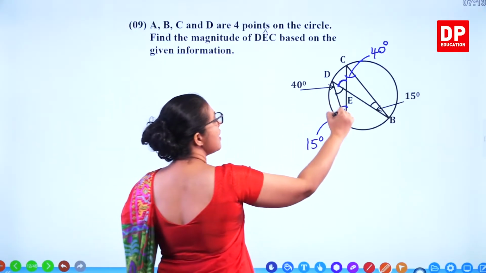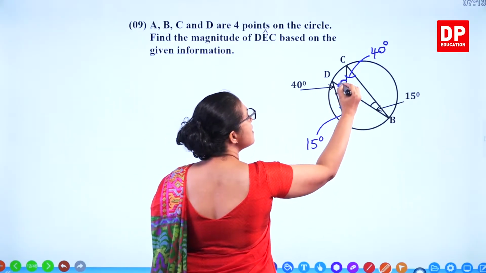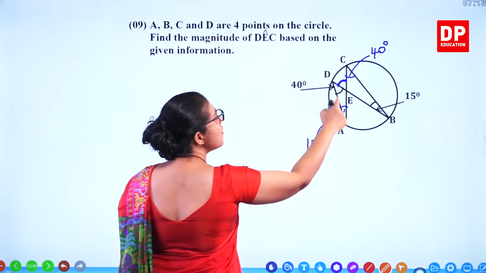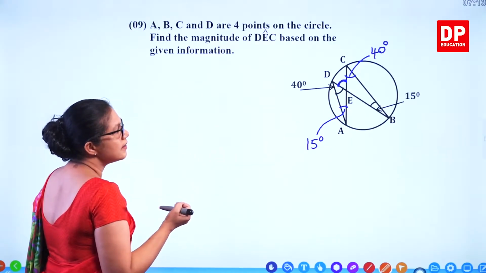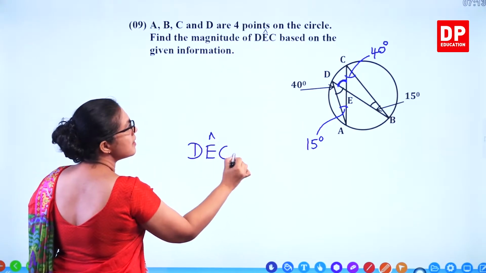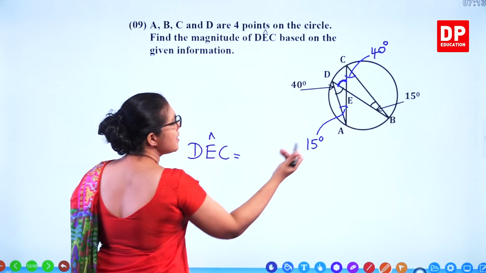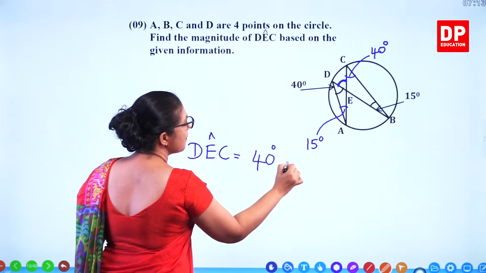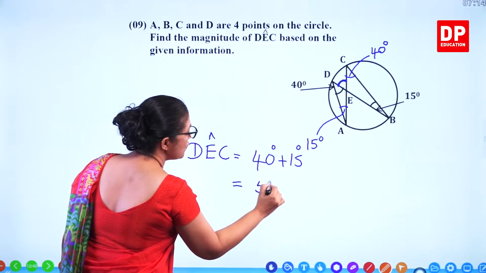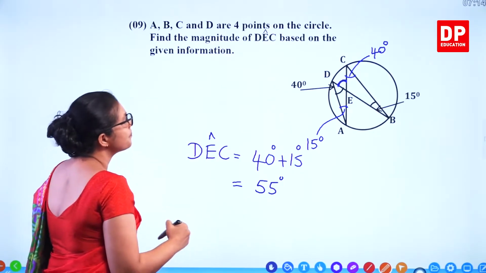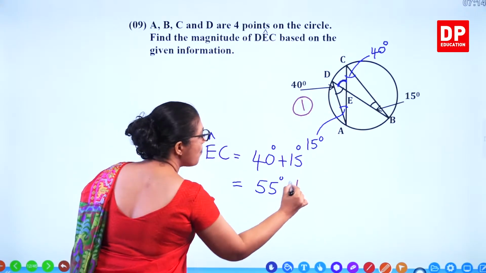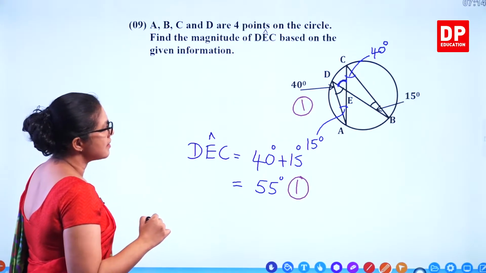Now look at ADE triangle. This is the exterior angle. So exterior angle is equal to the sum of interior angles of a triangle. So we can straight away write down DEC angle is equal to 40 plus 15. 40 plus 15 is 55 degrees. So you get 1 mark to identify the same segment angle and 1 mark for the final answer.